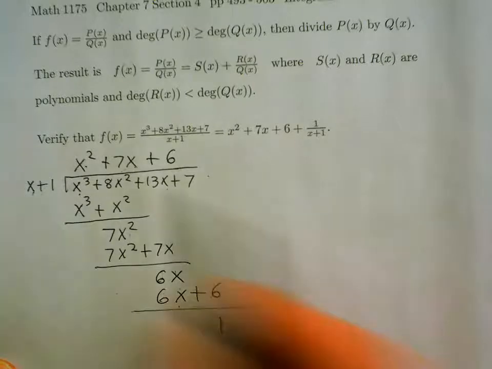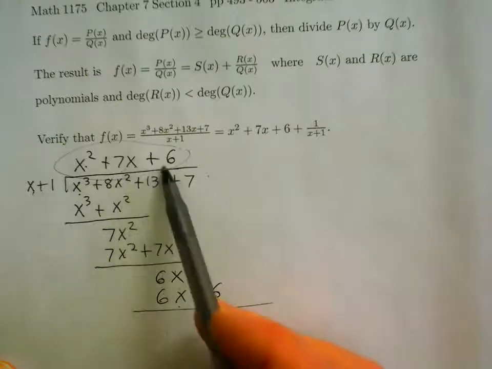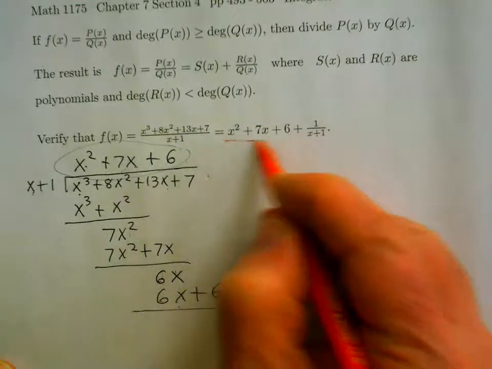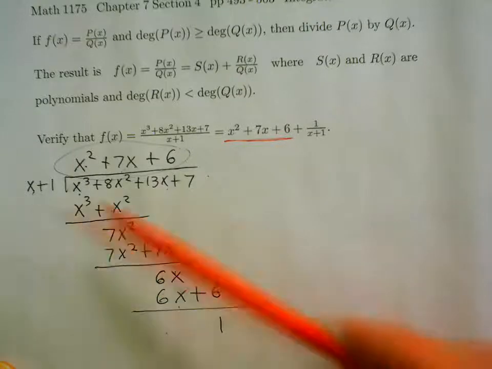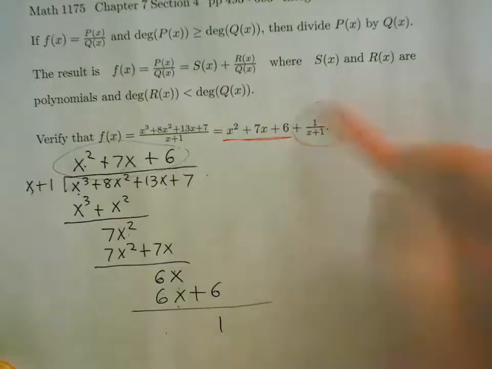Okay, so the quotient, x squared plus 7x plus 6, we see that up here. This is the quotient. The remainder is 1, and so 1 over the divisor, x plus 1, is where this comes from.